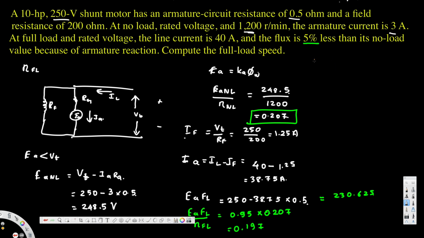And here the full load speed is what we are trying to find. Full load speed is equal to EA full load divided by 0.197, and that gives us 1170.685 revolutions per minute, and that is the full load speed.